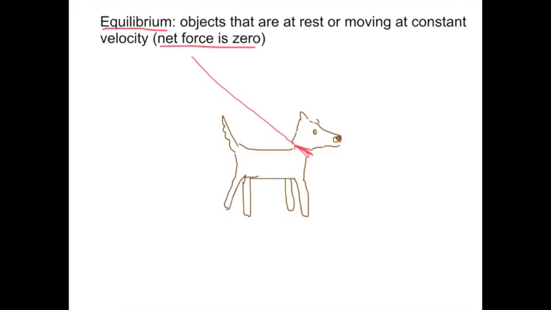Let's take a situation with a dog on a leash. The dog is walking at constant speed. This is because as the dog pulls in this direction on the leash, the owner's hand on the other end of the leash is exerting equal force on the dog. This means that the net force on the dog is zero, and the dog will proceed forward at a constant velocity, because no matter how hard it pulls, its owner will pull back with an equal strength.